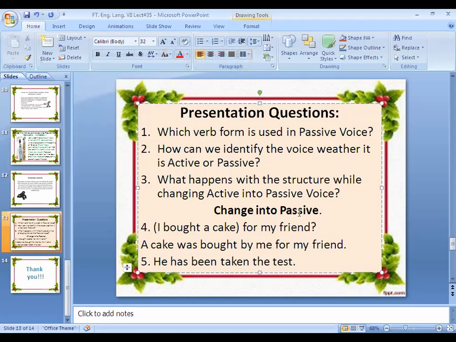I'll see the chat later. Okay, I'll see who has answered correctly. He has been taking the test. Now give me the reply for this sentence. He has been taking the test. Yes. We have 7 minutes left. The test had been taken by him. No, Asya, why are you changing has been into had been? We do not change the forms of the helping verb in active passive. The test has been taken by him.